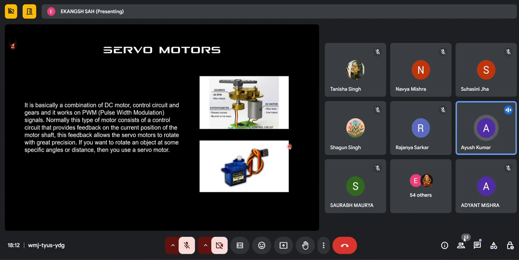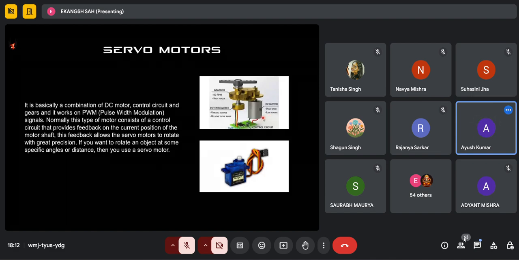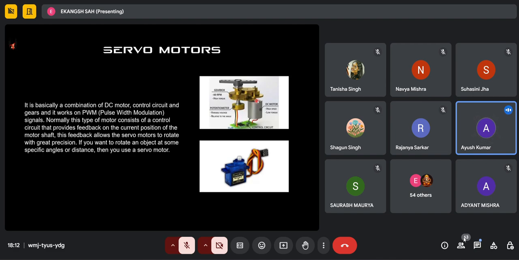So there comes the servo motor. These are small yet very powerful. They are often used to control surfaces like the elevator, rudder, or the ailerons. They work on a pulse width modulation signal. So in the right diagram, you can see there is a DC motor. This DC motor rotates at high speed and has low torque. It is connected to the gearbox, which reduces its speed down to 60 rpm and increases the torque.